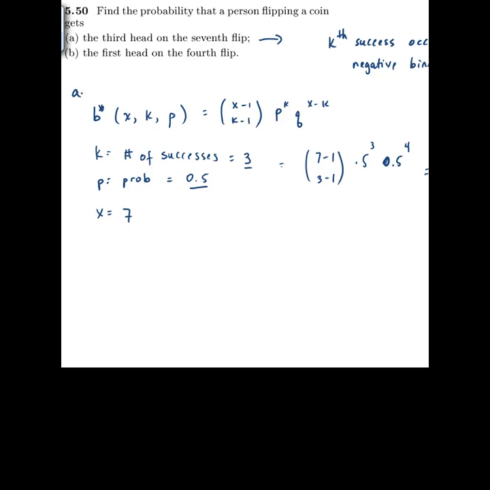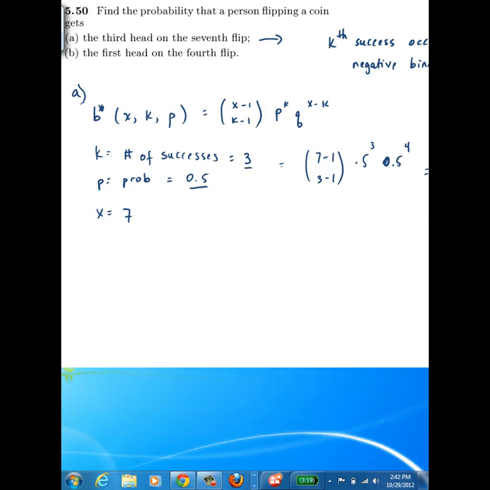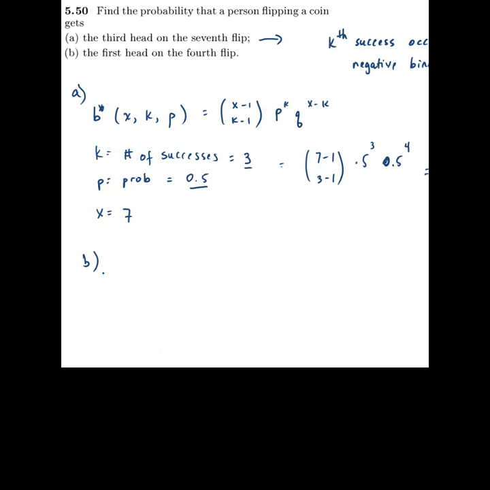So again, part A, this number of successes by this number of trials. Part B, the first head on the fourth flip. The first success by the fourth flip. Is this negative binomial, binomial, hypergeometric, or geometric?